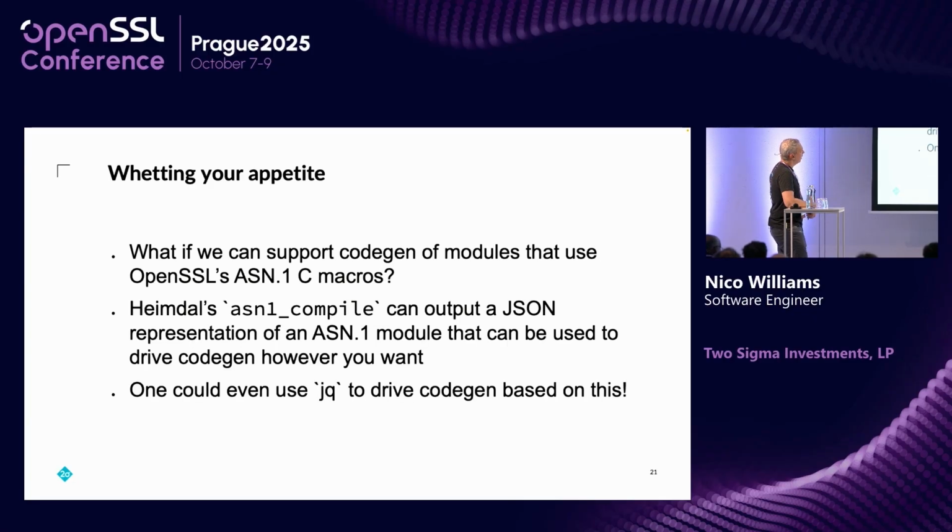I don't know. Heimdal's ASN.1 compile command actually can output a JSON representation of your module, and you can use this to drive code gen. My friend Luke Howard actually did this for Swift. So he took this compiler and he used the JSON representation of an ASN.1 module, and he used it to generate Swift types and code. So one could do the same thing. I mean, heck, one could even use JQ to drive the code gen.